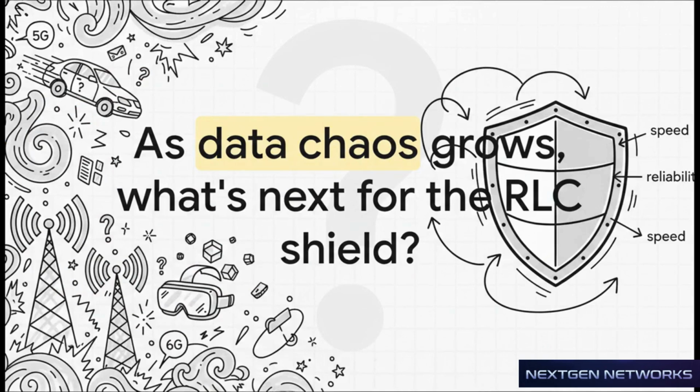And that really leaves us with one final big thought. We've seen just how critical this shield is for the network we use every day. But as we start moving towards 5G, 6G, and technologies like augmented reality and autonomous cars, well, the amount of radio chaos is about to explode. The demands for both speed and reliability are going to be unlike anything we've ever seen before. So the big question is, what is the next generation of this shield going to have to look like to hold strong?